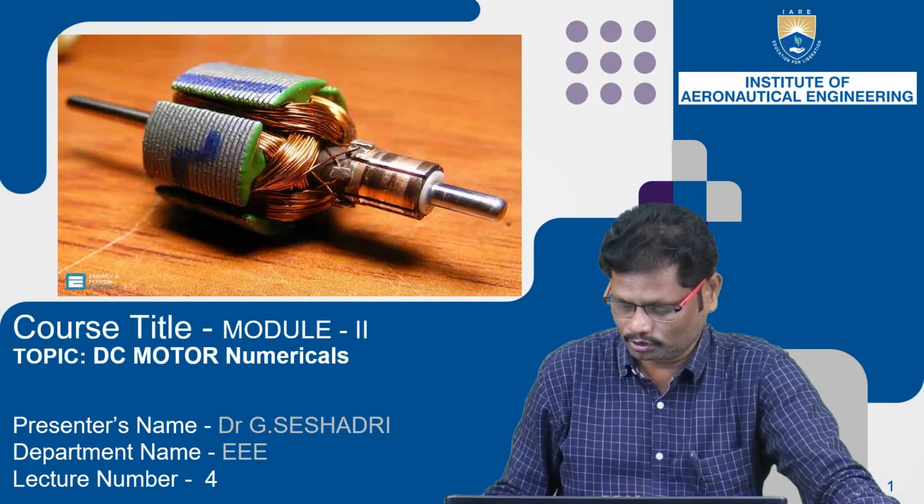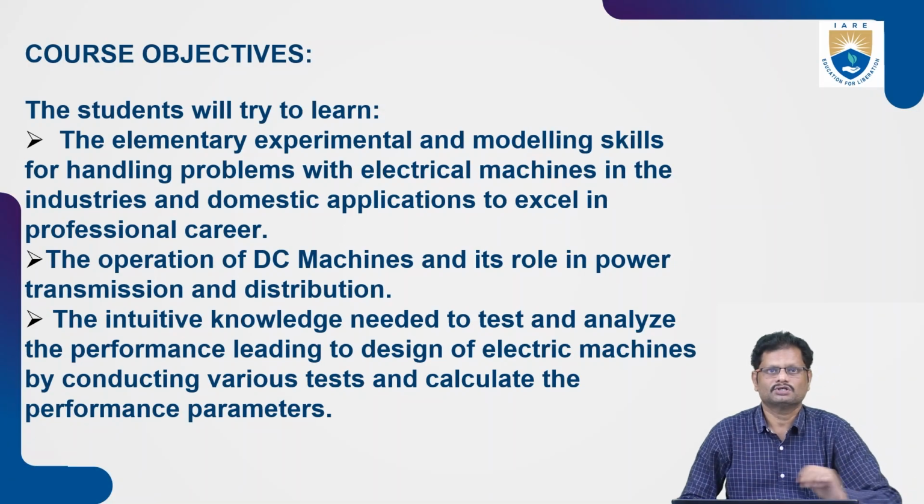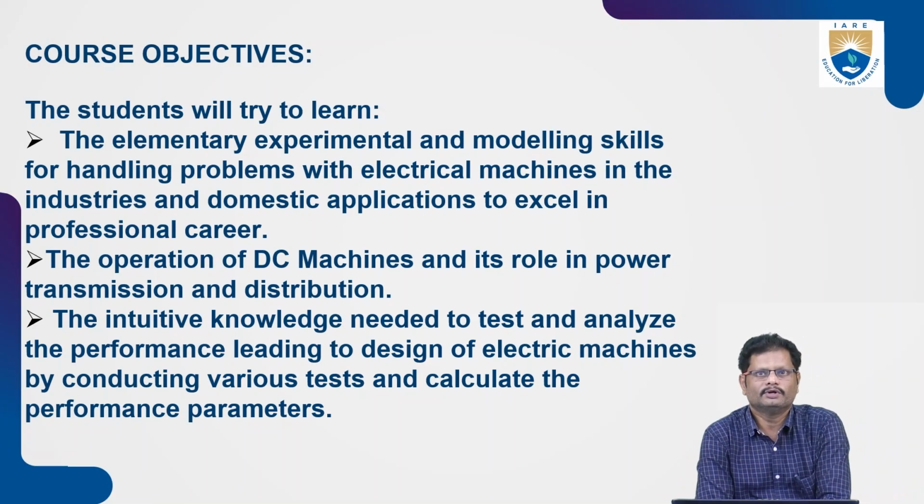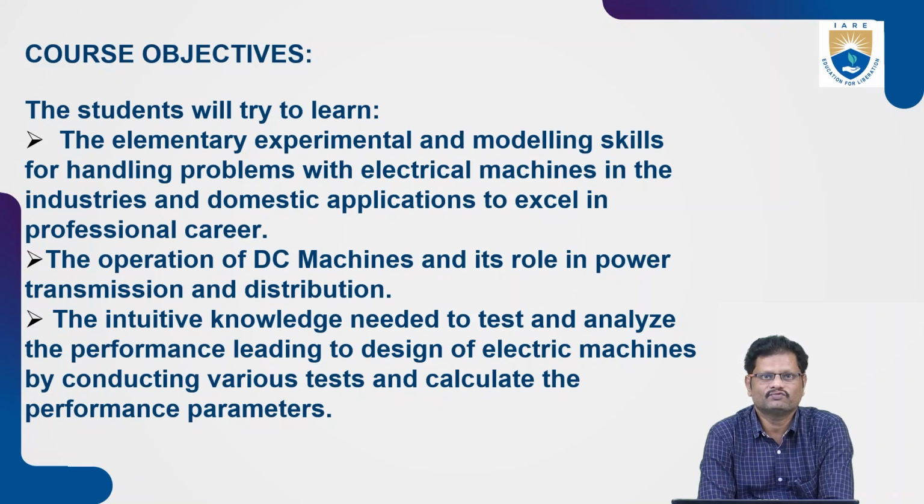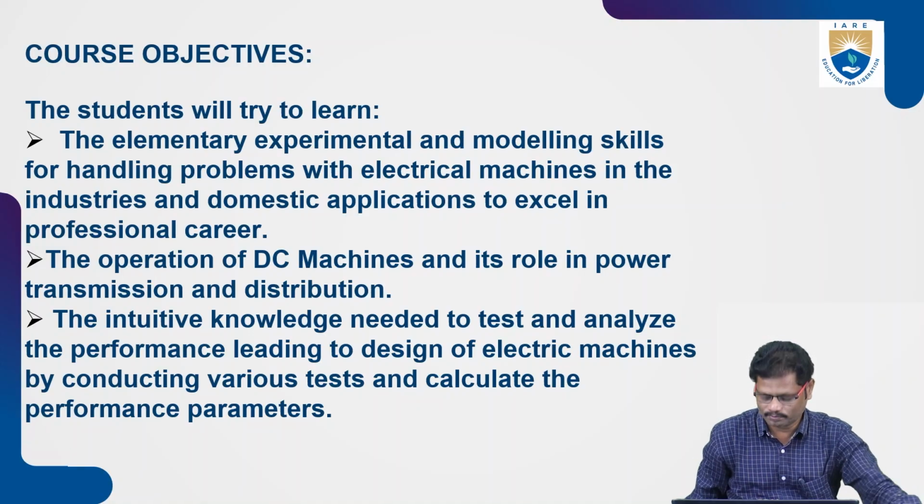This is the fourth lecture regarding numericals. Course objectives: the students will try to learn the elementary, experimental and modeling skills for handling problems with electrical machines in the industries and domestic applications to excel in professional career. The operation of DC machines and its role in power transmission and distribution, the intuitive knowledge needed to test and analyze the performance leading to design of electric machines by conducting various tests and calculate the performance parameters.